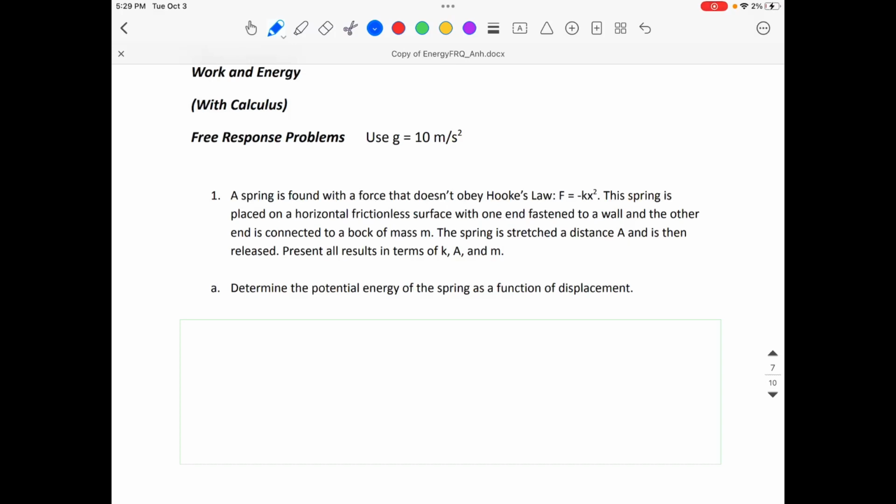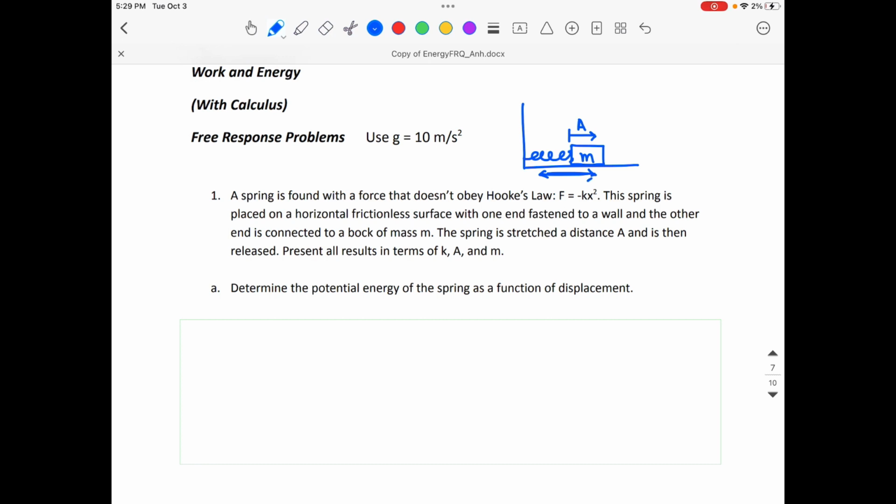Okay, so I'm going to be going over question number 1. In this question, I've got a spring attached to a wall, and that spring is also attached to a mass. It says that the spring is stretched a distance A, and when it's released, it has a transfer of spring energy and kinetic energy. So it moves back and forth along this path.